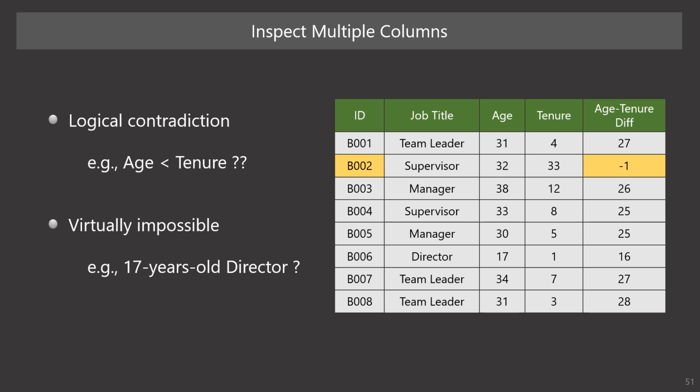Second, there are cases where values in multiple columns are not logically impossible, but are empirically, customary, or institutionally unlikely. That is, they are virtually impossible. For instance, the case of ID B006, job title is director, but age is 17. It is not impossible, but very unlikely, because this person is too young as a director. The tenure is 1, so this person's correct age may be 37, 47, or others.